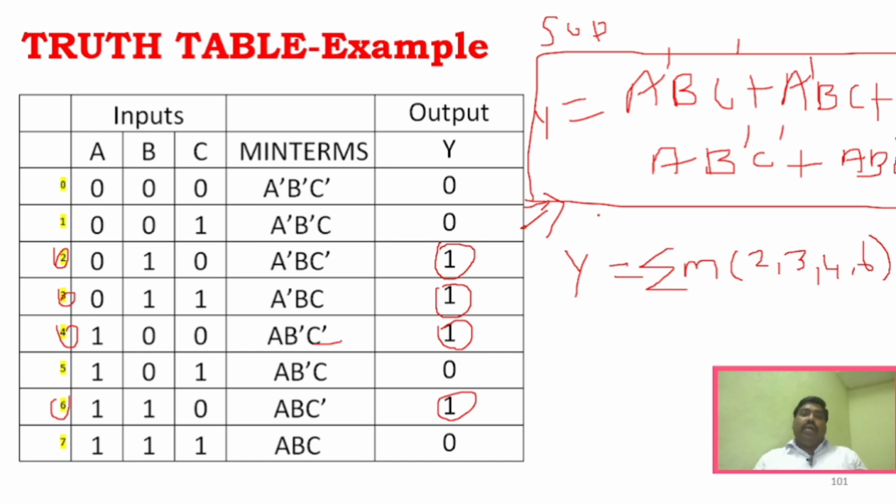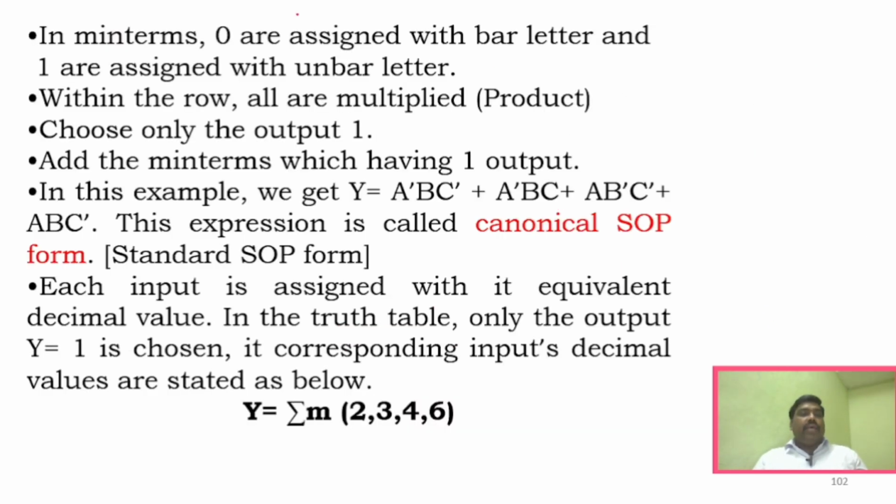So what we have done, we have taken only the output which is having 1 and then we have added all those products, right? And then I have represented, simplified this in this particular version, right? So whatever I said, you can see here, in minterm, zeros are assigned with a bar letter and 1s are assigned with an unbar letter, right? Within the row, all are multiplied, right? And choose only output 1. So we can see here, this is the same expression which we obtained. A, B, C bar, A bar, B, C, A, B bar, C and A, B, C. This is the canonical form, right?